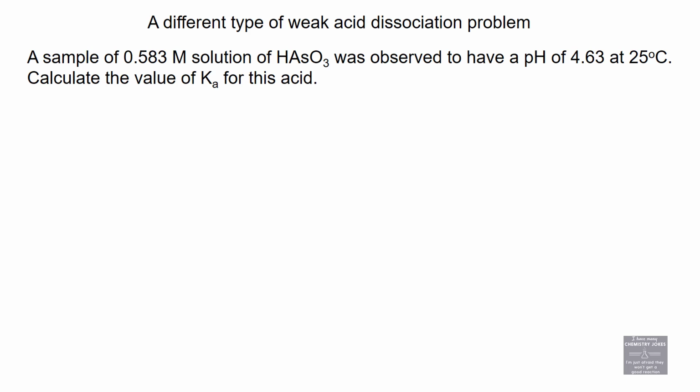Okay. A sample of this acid was observed to have a pH of this. Calculate the value of Ka. Where do I start? Well, this is an acid. Is it a strong acid or a weak acid?